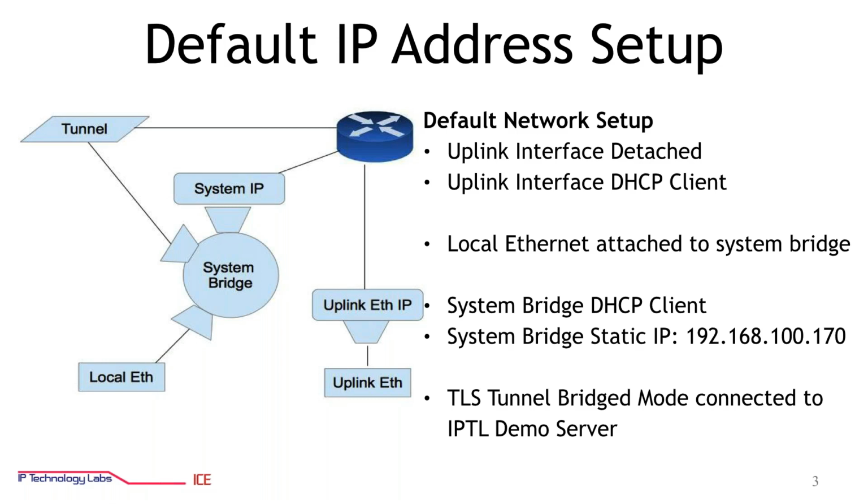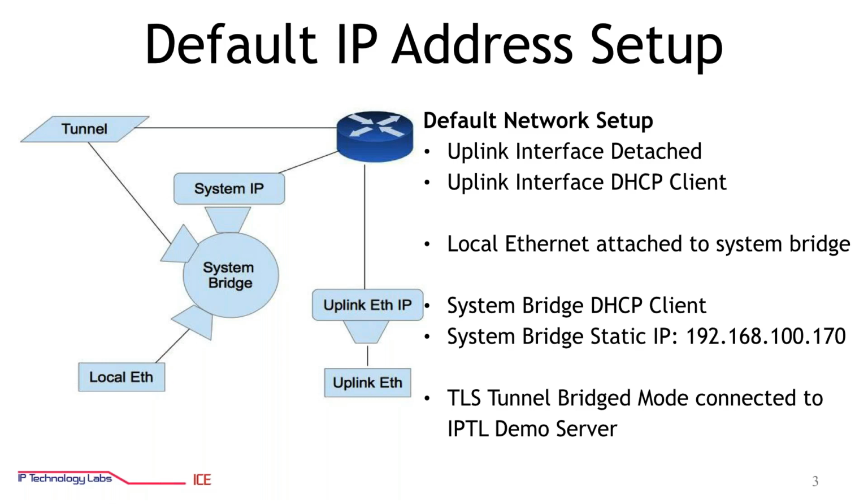So I can give my laptop 192.168.100.100, connect to one of the local Ethernet interfaces, and log into the device using the static IP address 192.168.100.170. And that can be changed. So all the devices by default have a 100.170 IP address. You can go in and change that configuration within your device.